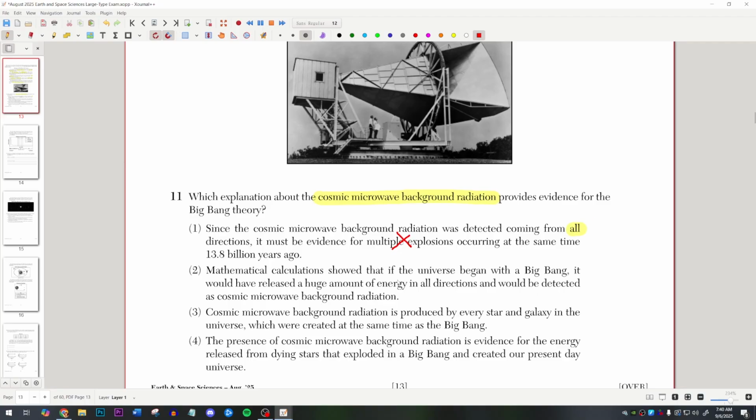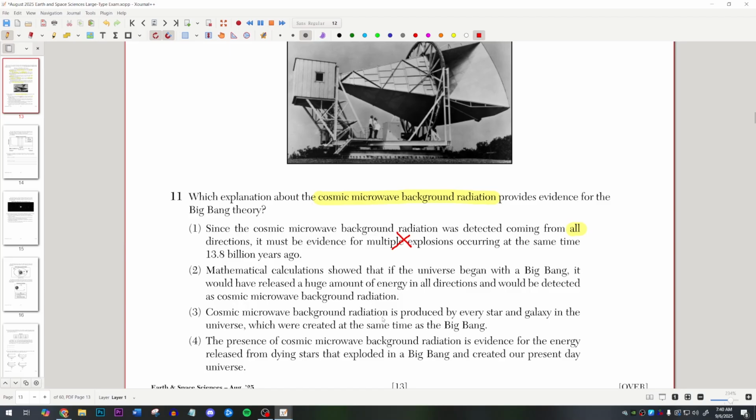Mathematical calculations showed that if the universe began with a Big Bang, it would have released a huge amount of energy in all directions and would be detected as cosmic microwave background radiation. I don't know. Kind of weird. We'll not cross it off yet, though.